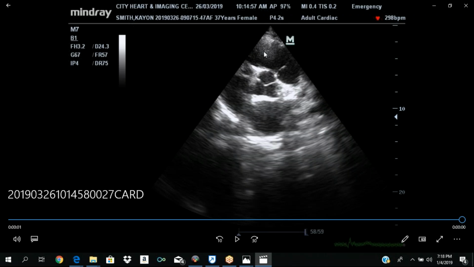Okay. So this is the right ventricle, tricuspid valve. This is your right atrium. This is the right atrium. This is your atrial septum. Your atrial septum. This is the left atrium.